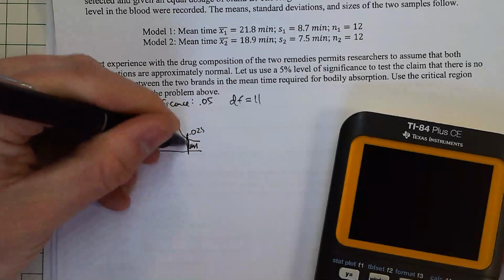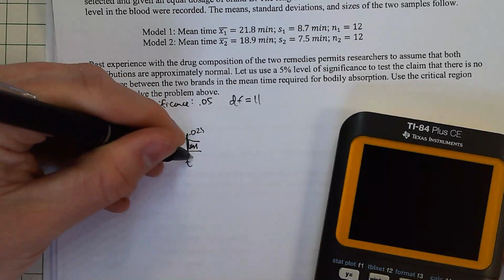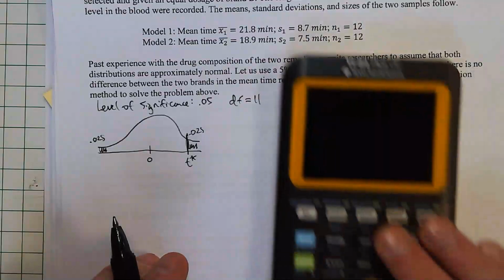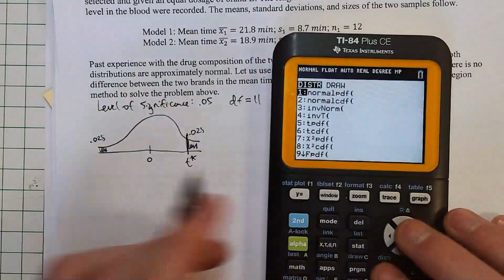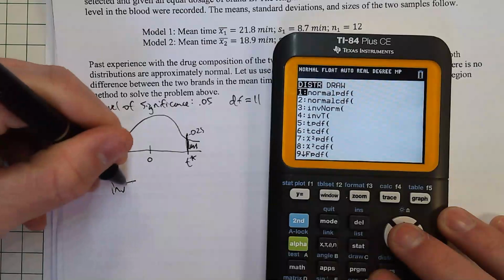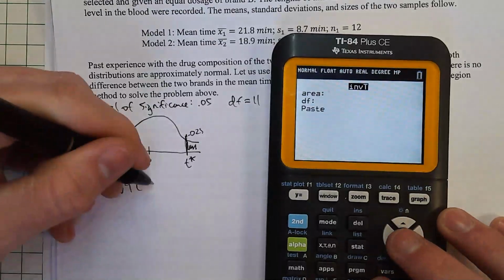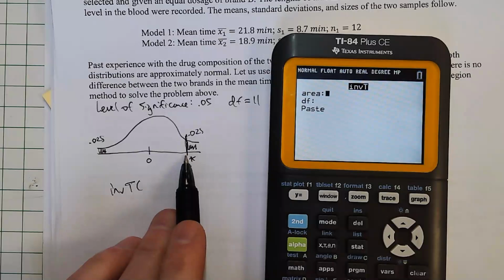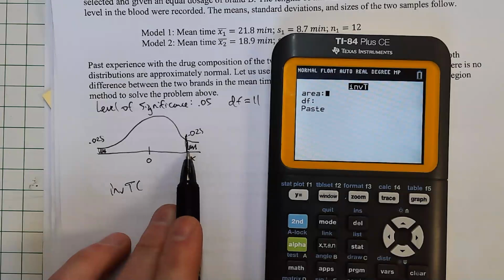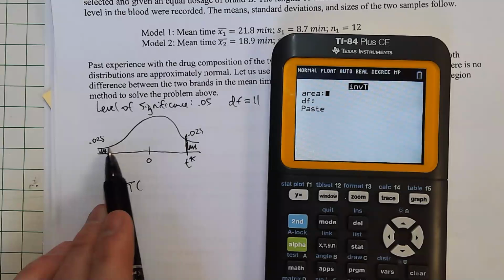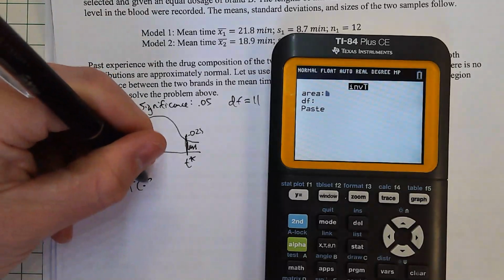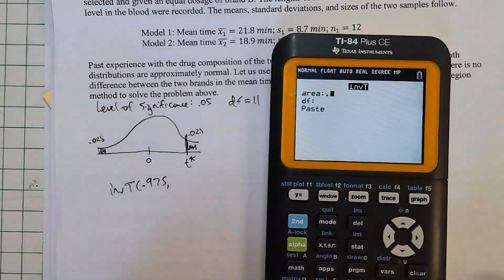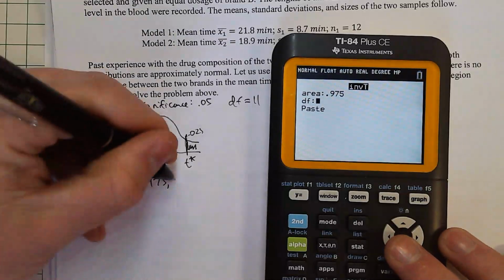So I've got to find the T at this high end here. How do I find the T at the high end? I could use something called inverse T, second bars, inverse T. Now, what's the area? When I'm at this high end, when it says area, I want to know what's at that point below. Well, it'd be 1 minus 0.025, so it'd be 0.975. My degrees of freedom is 11.